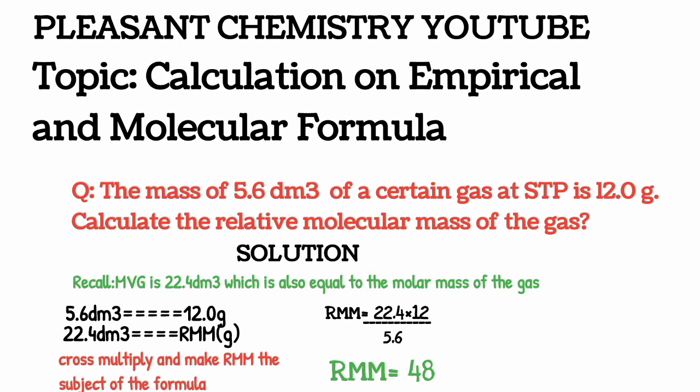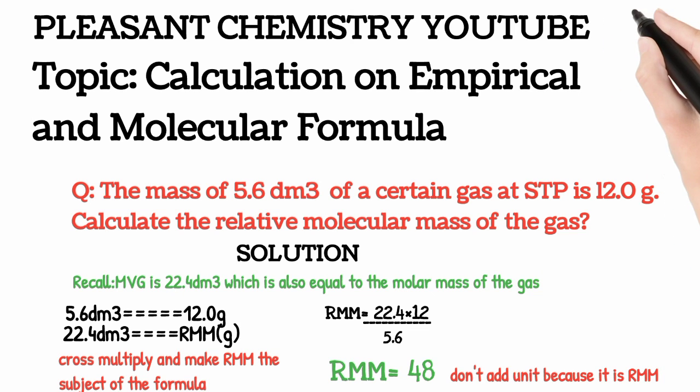Now take note of this: because the question is asking us to calculate RMM, we don't have a unit for RMM because it's relative molecular mass. If it is ordinary molar mass, we are going to add the unit, which is gram per mole.